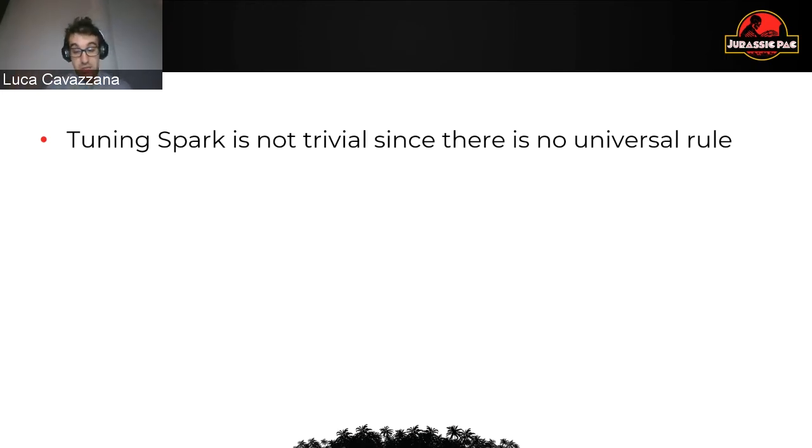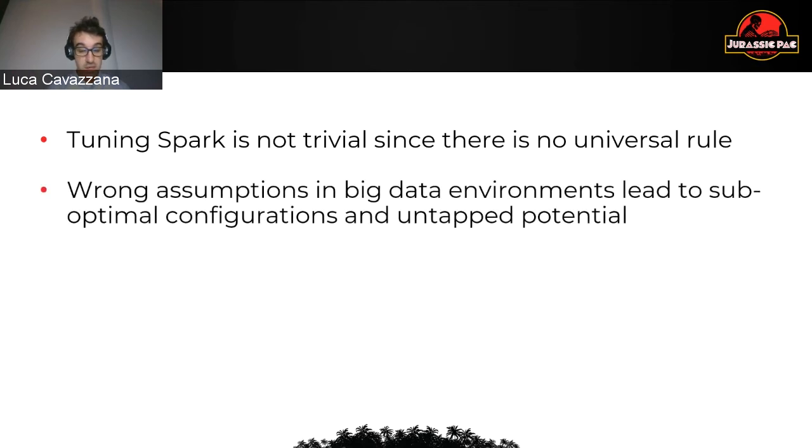Then we also understood that out there maybe there are a lot of applications that are not really taking full advantage of their allocation of resources. There is a lot of untapped potential because the configuration is performed based on assumptions that do not really reflect the actual production environment.